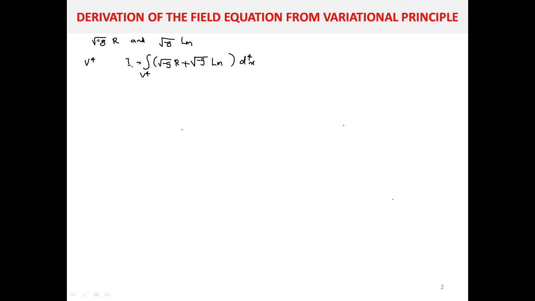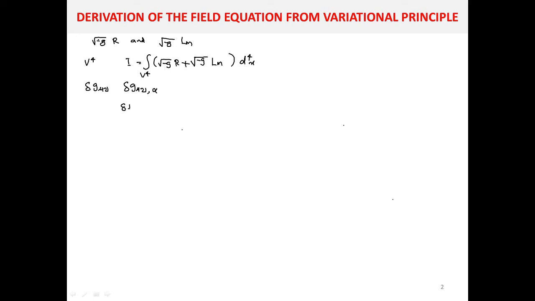Now we consider a variation delta g mu nu of the metric tensor within the space V4 such that delta g mu nu and delta g mu nu comma alpha, that is its derivative with respect to the index alpha, vanish on the boundary of V4.